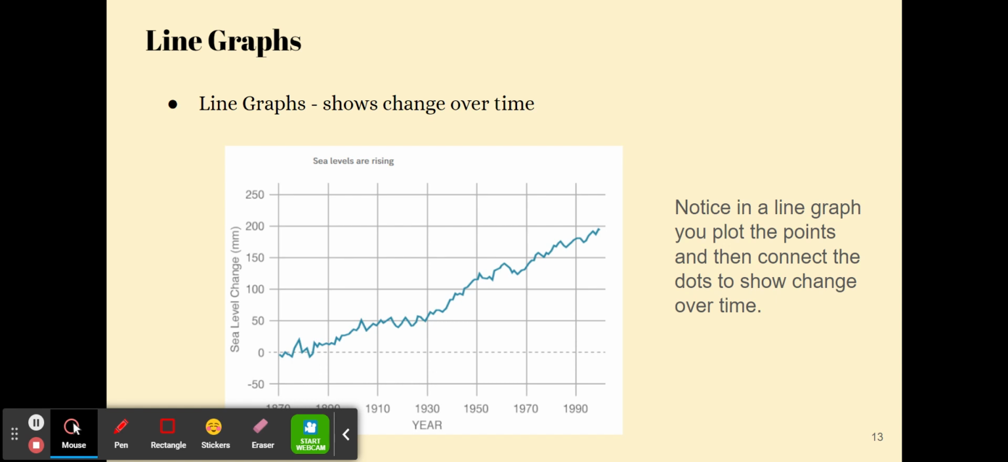So we use line graphs for things like temperature, something like the stock market, for example. Money's, you're gaining money, you're losing money. You might show a line graph for that, or looking at the value of the Canadian dollar compared to the US dollar over time. So things that are showing change over time is a line graph.